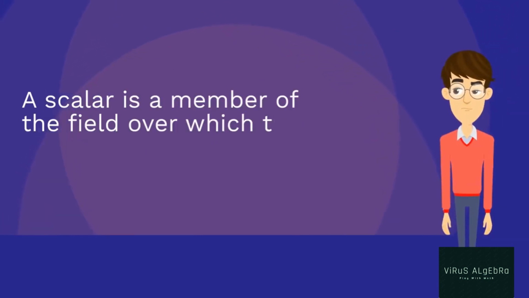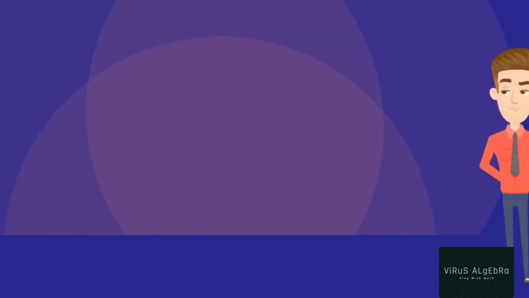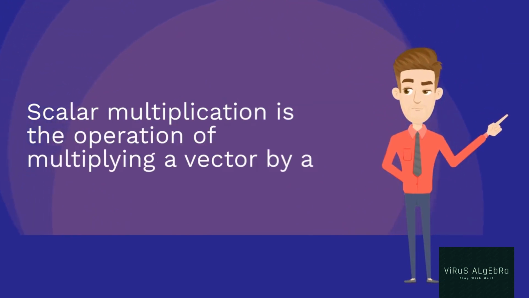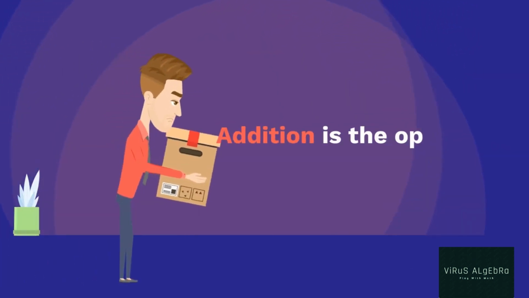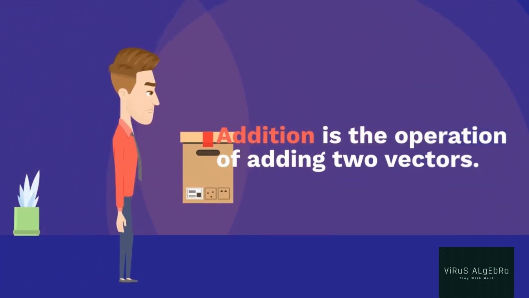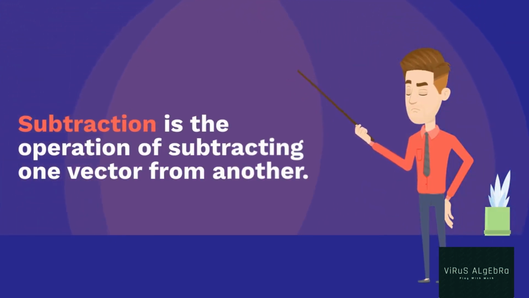A scalar is a member of the field over which the vector space is defined, usually the real numbers or complex numbers. Scalar multiplication is the operation of multiplying a vector by a scalar. Addition is the operation of adding two vectors. Subtraction is the operation of subtracting one vector from another.